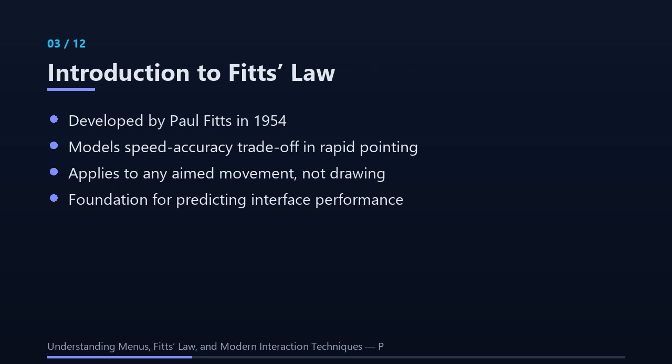Fitts' law emerged from early research on human psychomotor behavior, seeking to quantify how quickly a person can move a pointer to a target. The law captures the intuitive observation that larger, closer targets are easier to hit than small, distant ones. Although originally studied with mechanical devices, the principle holds true for modern computer mice, touchscreens, and even stylus input. Designers use Fitts' law to estimate how long a user will take to select a button, menu item, or any interactive element. By understanding this relationship, we can arrange interface components to minimize effort and error. The law thus provides a scientific basis for many of the heuristics we apply intuitively when crafting user interfaces.